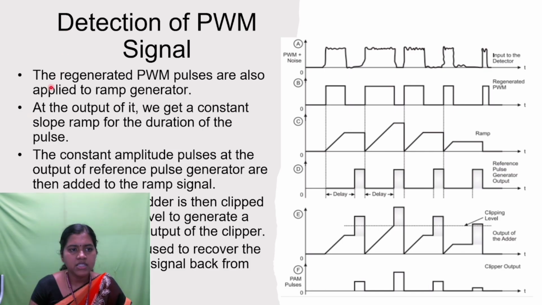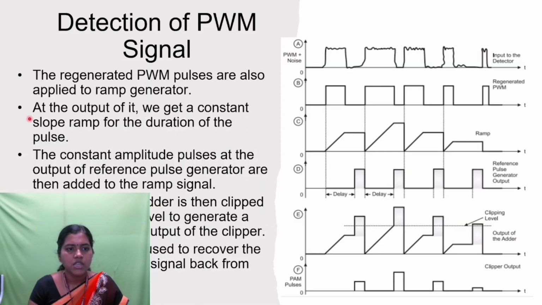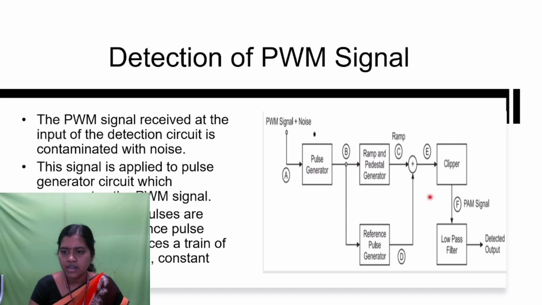The next part is the regenerated PWM pulses are also applied to the ramp generator. If you see, here it is applied to the ramp generator. So at the output of it, we get a constant slope ramp for the duration of the pulse. The constant amplitude pulses at the output of the reference pulse generator are then added to the ramp signal. If you see in this figure, both the outputs are getting added.